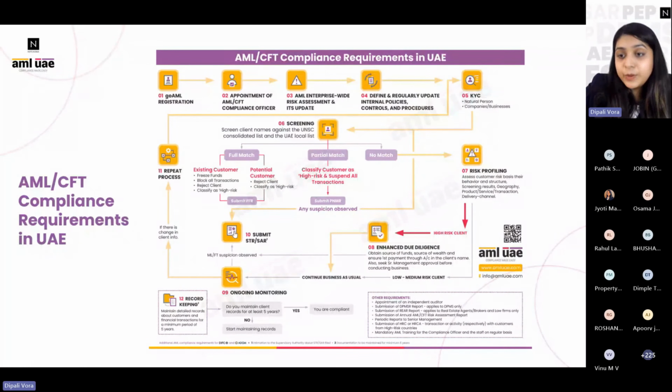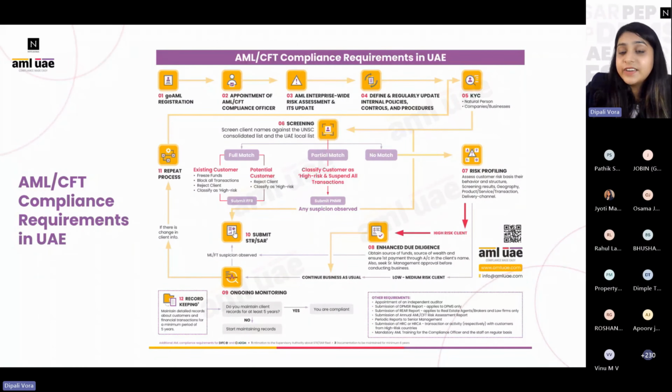Then, in addition to that, you have semi-annual report submission, updating your policies regularly, and training the staff on a regular basis. And if you are ever going to associate or expect any remittance or make a payment to countries like North Korea, Iran, or Myanmar, there is a requirement of filing a high-risk country activity report and a high-risk country transaction report.